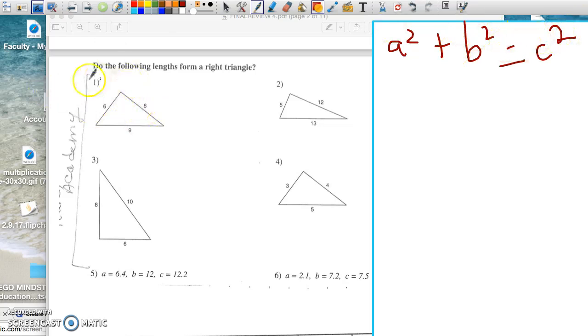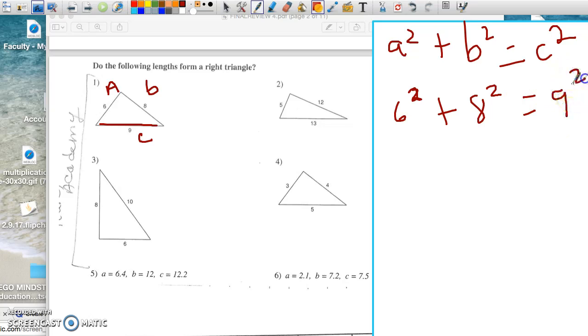Let's figure out what number goes where. The longest length is always the hypotenuse, which is C, and it doesn't matter which leg is A or B. So this will be A, this will be B, this will be C, or this could be A and that B, just as long as C is in the right spot. So I have 6 squared plus 8 squared equals 9 squared. To figure out if it's a right triangle, all you have to do is the math. Does this plus this equal this?